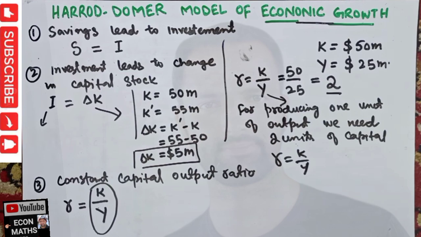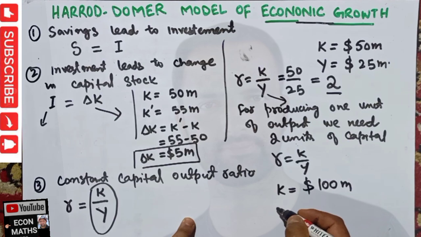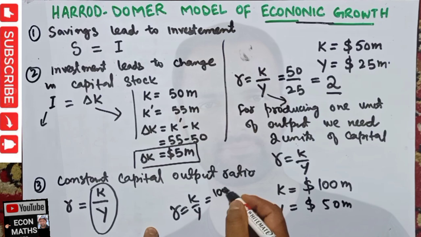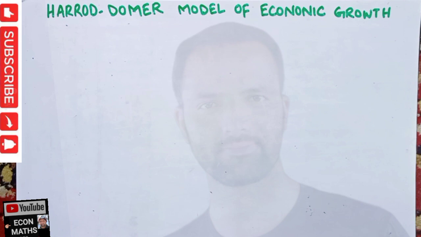So here we can also see, let us say our capital changes by 100 million and the resulting output changes by 50 million, okay. Then our R is equal to K divided by Y, which is 100 divided by 50, which comes out to be 2. That means in this economy, the capital output ratio does not change. It remains constant, okay. Now let us derive the growth equation.